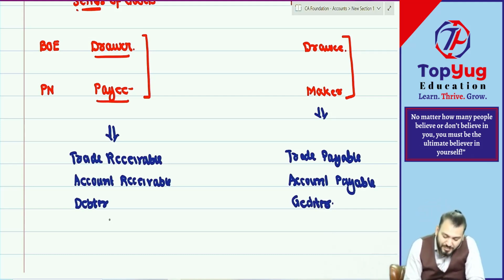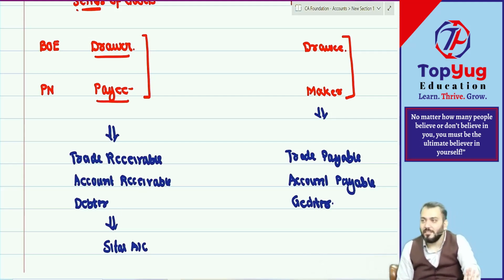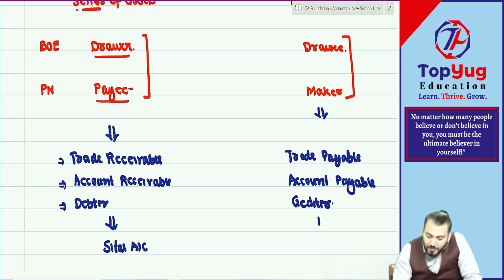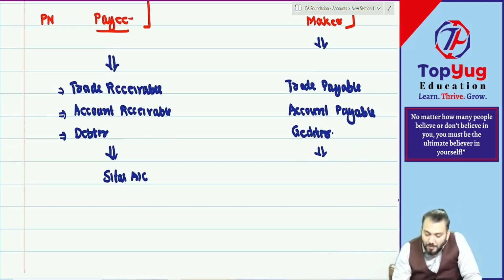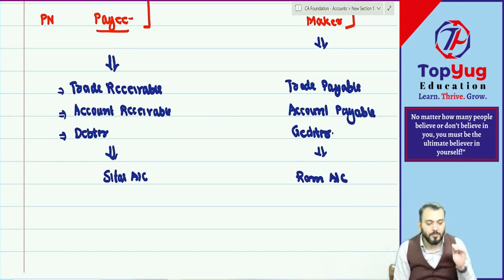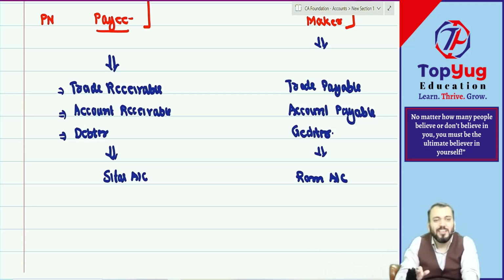Correct. Are you getting it? As per my example, this was Sita account in the books of Ram. Trade receivable represents Sita, account receivable represents Sita, and debtor also represents Sita only. So these are different names given, but the account remains the same. Similarly, trade payable represents Ram account in the books of Sita. I hope you are understanding. So when I say trade receivable, some amount is receivable from Sita. When I say trade payable, some amount is payable to Ram in the respective books.